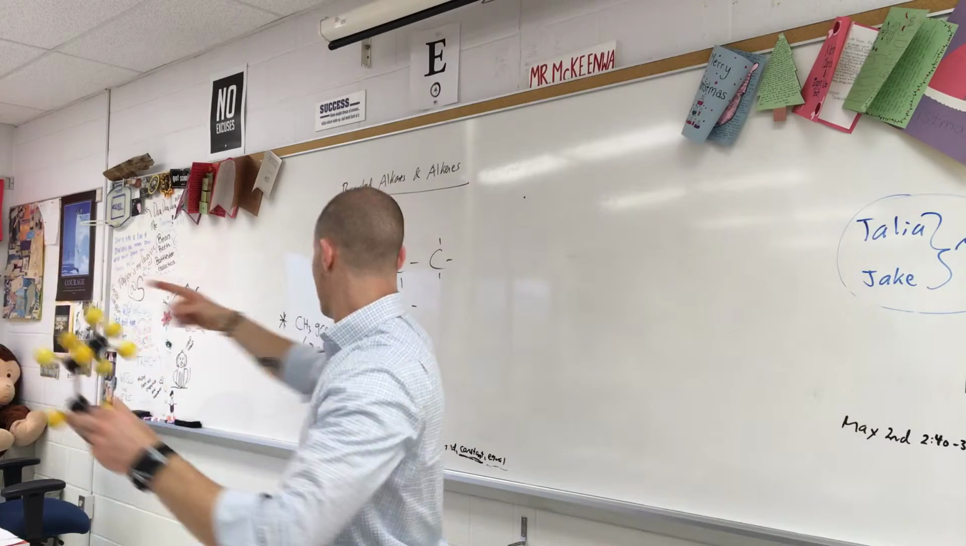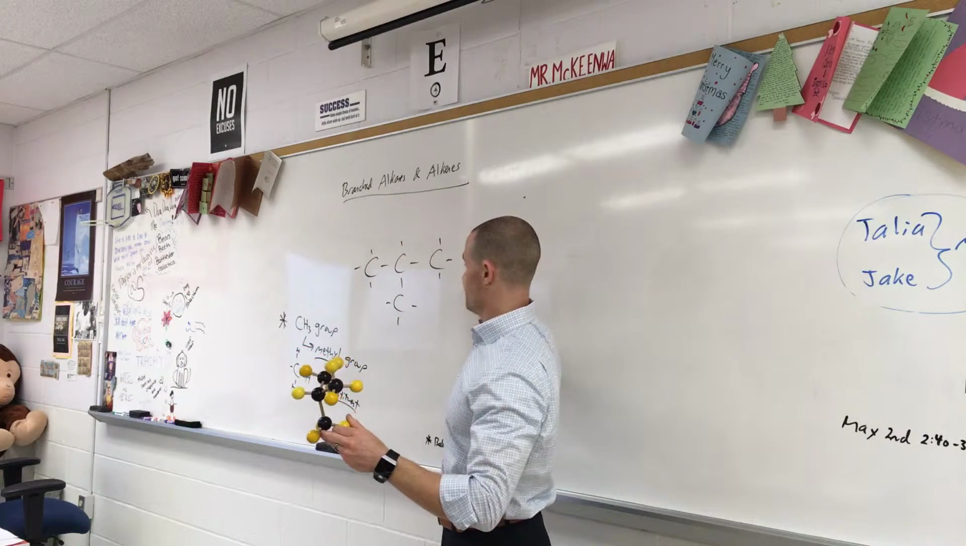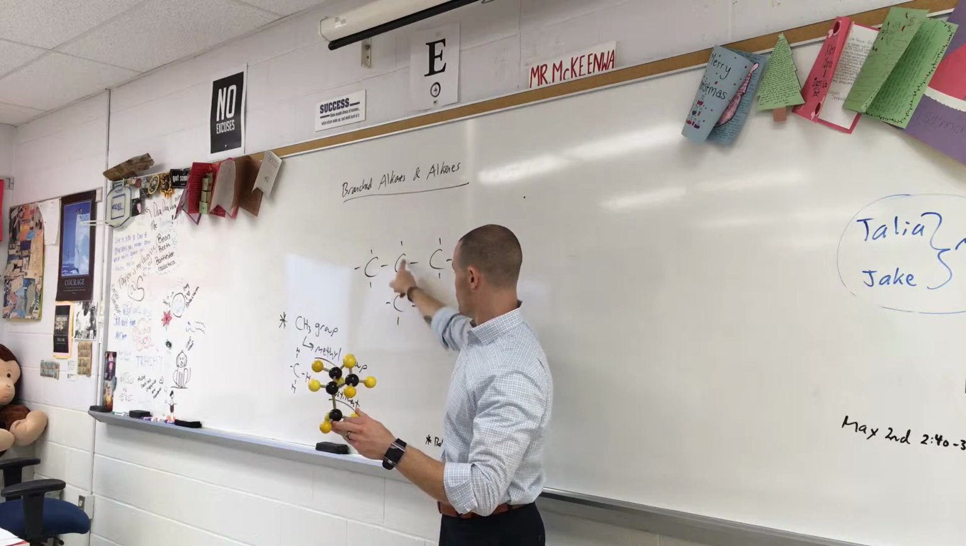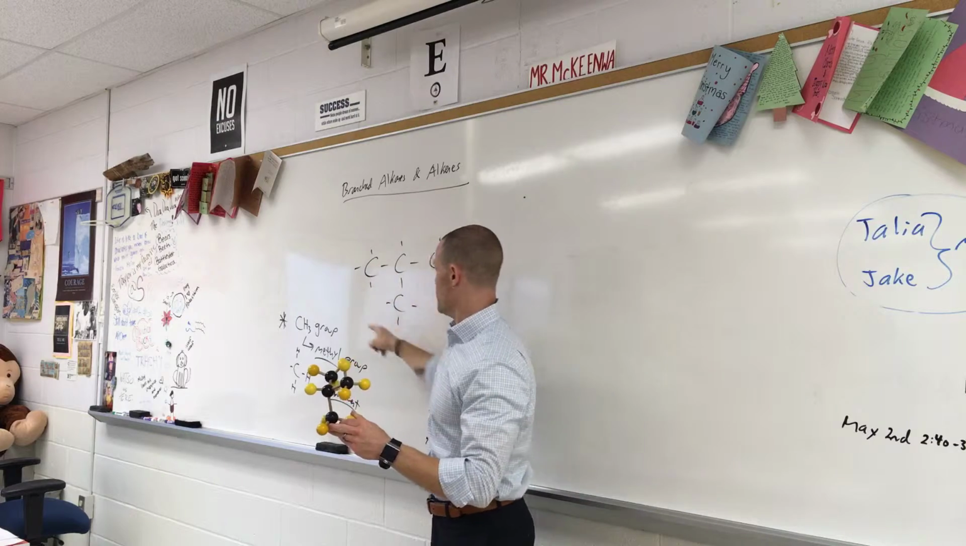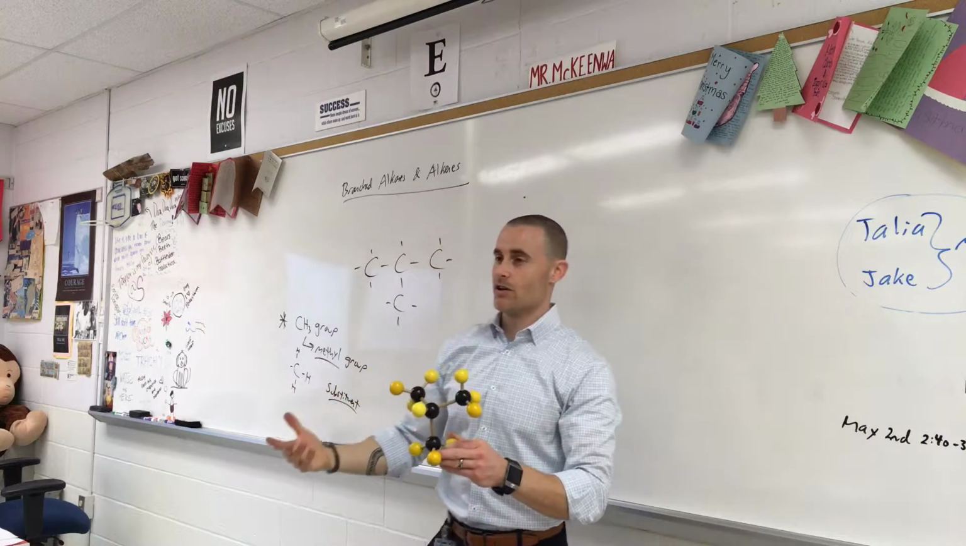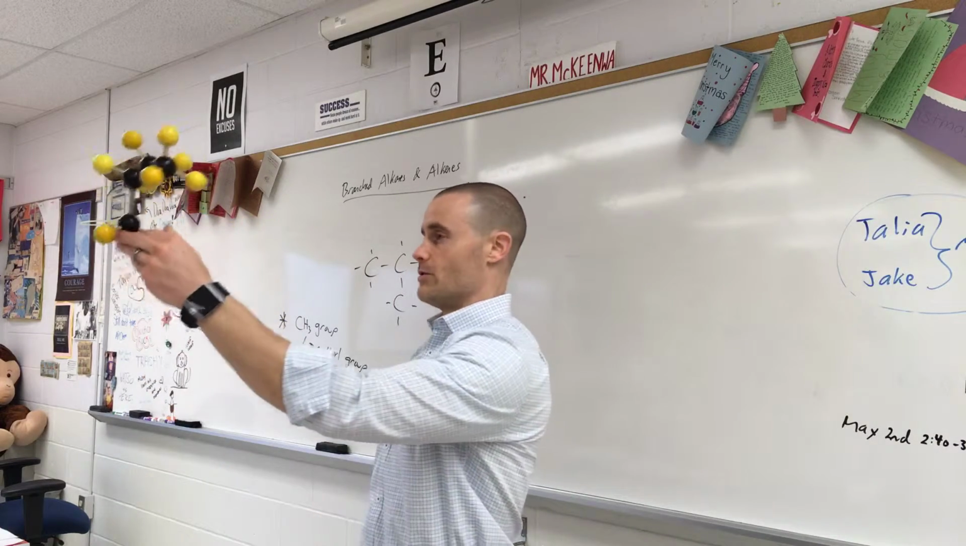So if I start here, I can go 1, 2, 3, and then I run out of carbons. I can start here and go 1, 2, 3. I can start at each of these and go 1, 2, 3. What's the same result every time? 3. The longest connected chain of carbons is 3.